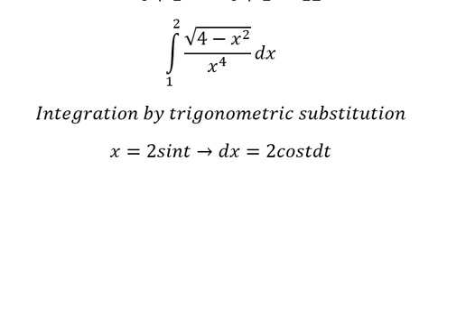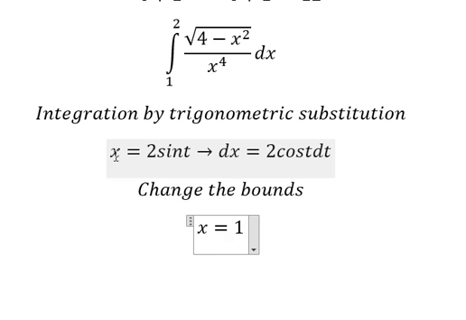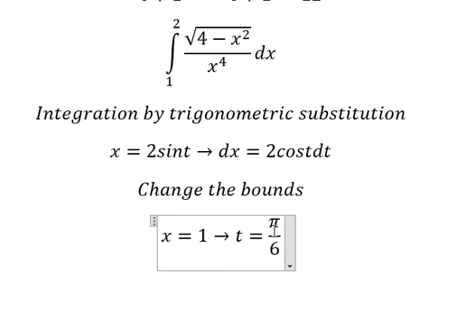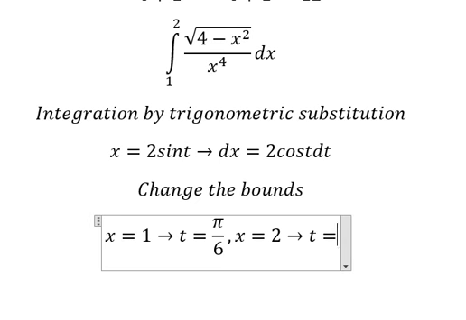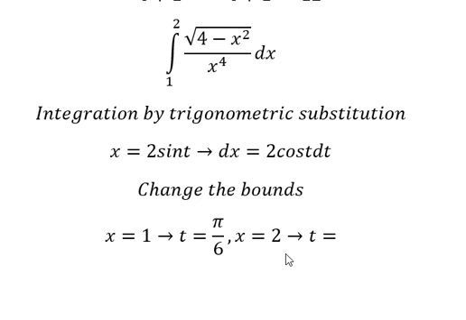Next, we need to change the bounds. So when s equals 1, we put 1 in here. Later, we divide both sides by 2. And we can find t equals pi over 6. Because sine of pi over 6, we have 1 over 2. When s equals 2, 2 divided by 2, we have 1. So t in here equals pi over 2.